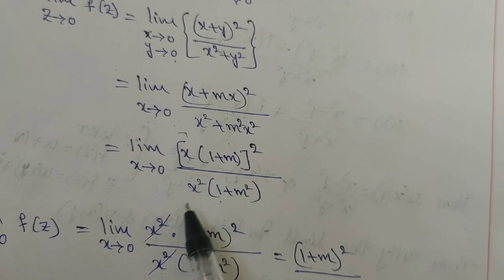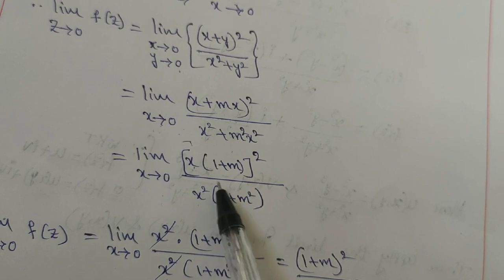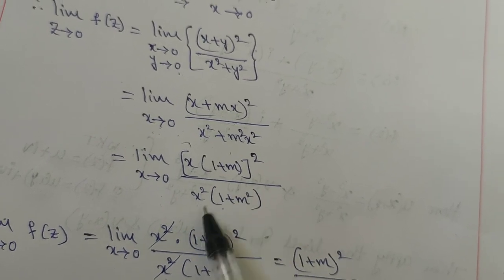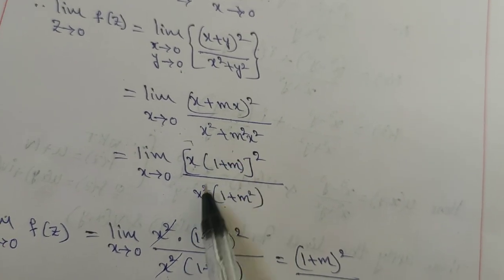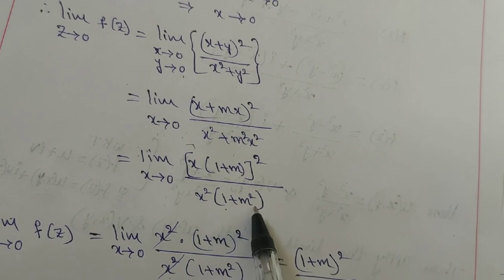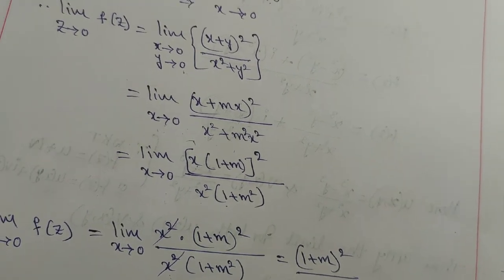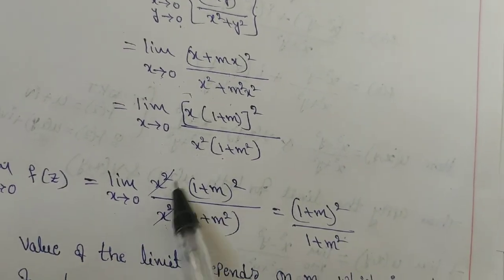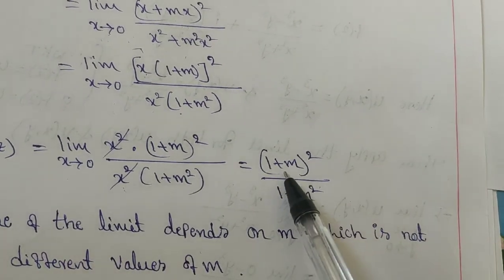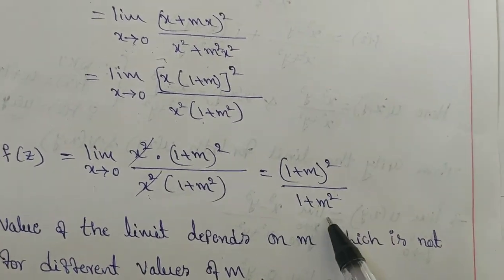That means, next step, x square into 1 plus m whole square. Denominator: take x square common, remaining x square into 1 plus m square, write down as it is in the next step. So x square cancels, what will we get? 1 plus m whole square by 1 plus m square.